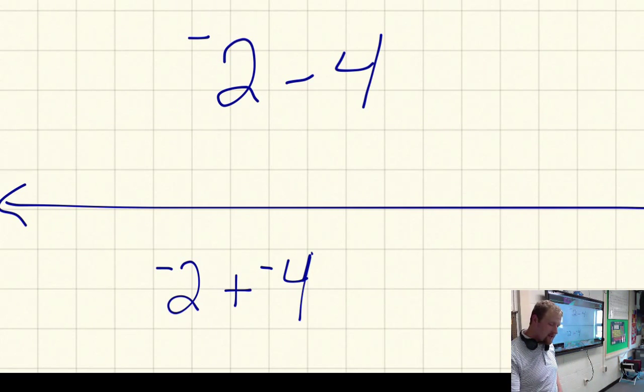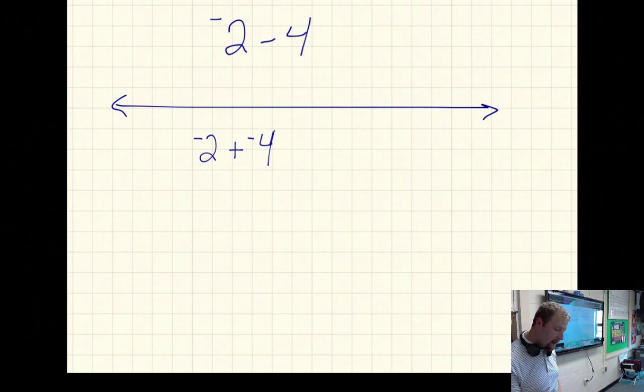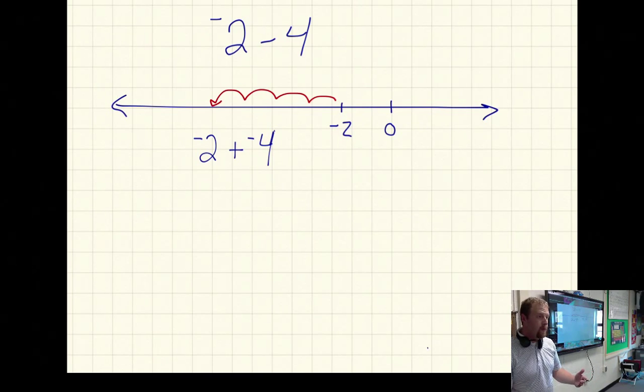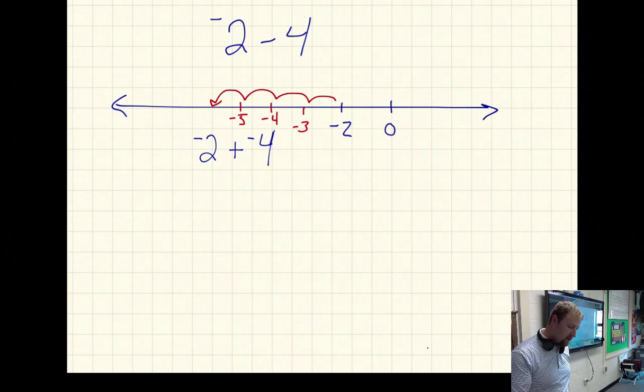No. All right, let's do this on a number line. I'm going to start with the number that comes first. So here's my 0. Here's my negative 2. If I am going to subtract 4, which is the same as moving in the negative direction 4 times, am I going to go to the left or to the right? I'm going to go to my left. How many spaces? 4 spaces. So 1, 2, 3, 4 spaces: negative 3, negative 4, negative 5, negative 6. The answer is negative 6.